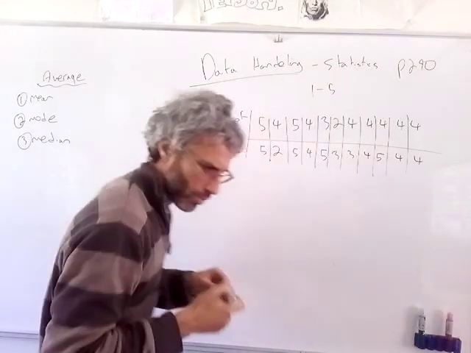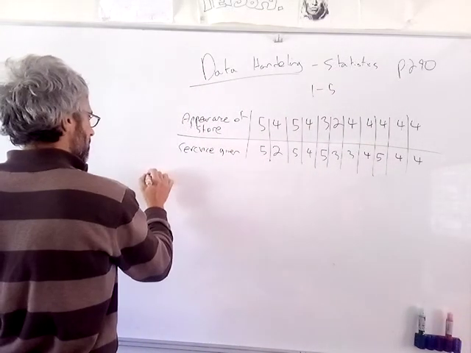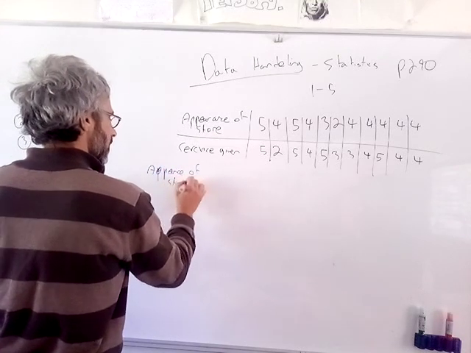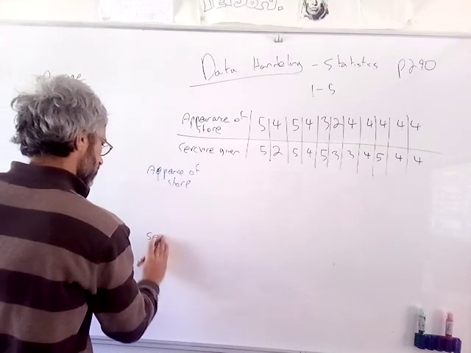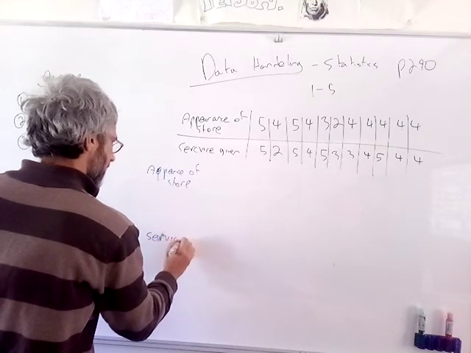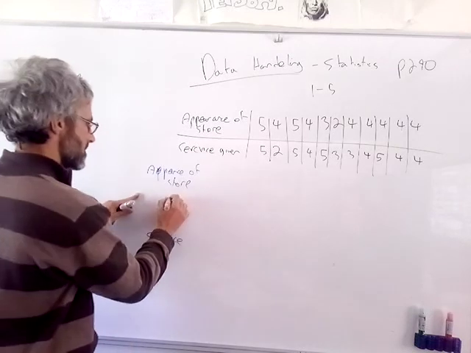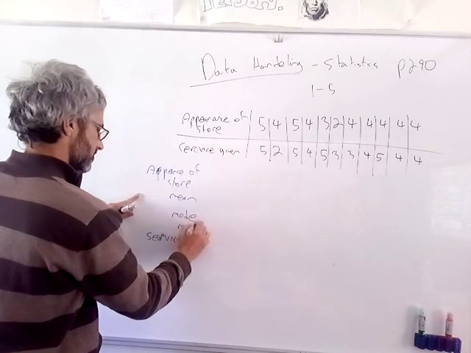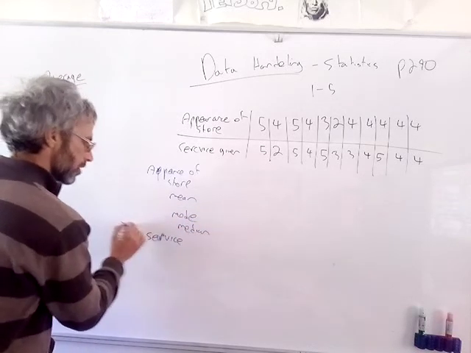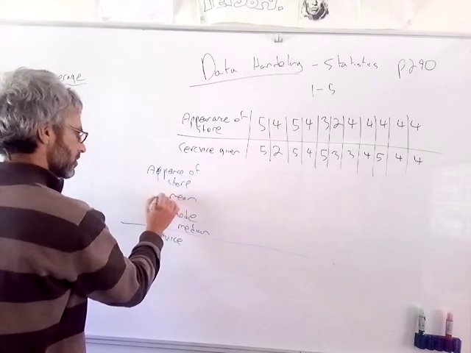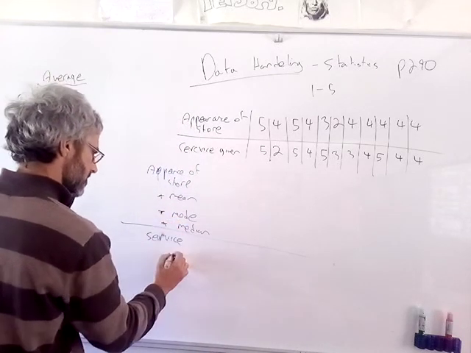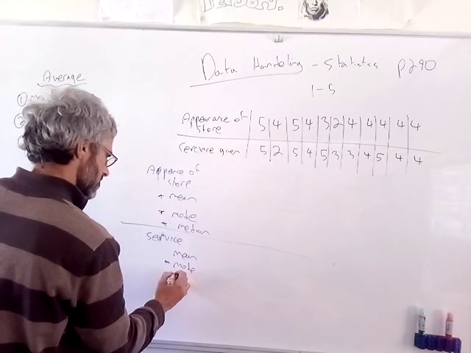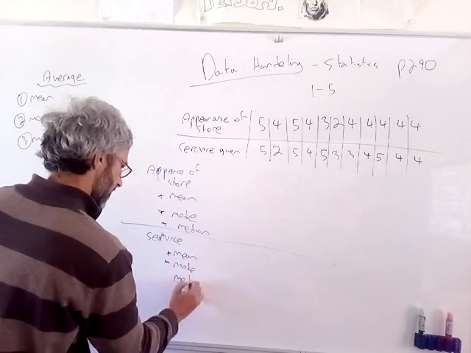So let's write down in blue. We're going to have appearance of store, and then we're going to have service given, I'll just write service. And we're going to have to calculate the mean, the mode, and the median. Okay, for each one of those, so I'll put a line here. So we've got mean, mode, median, mean, mode, median.